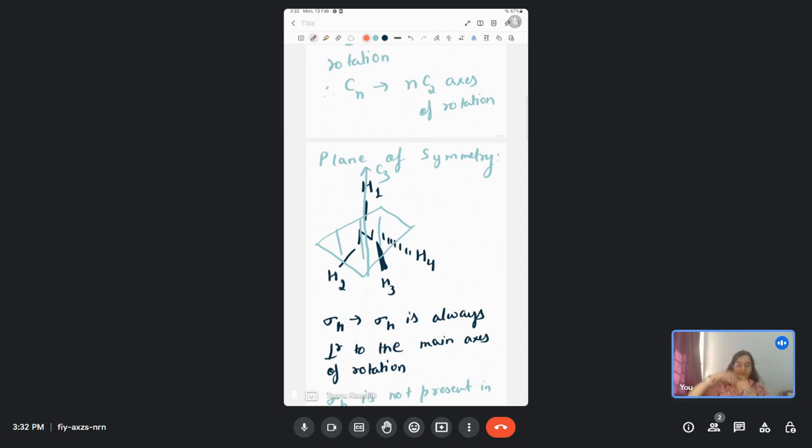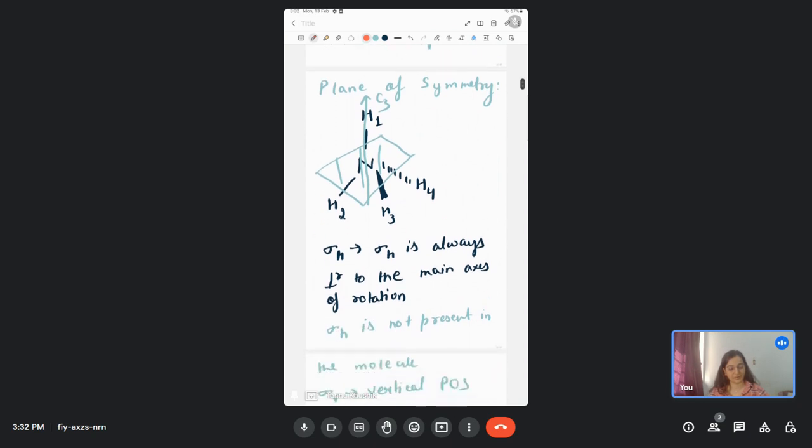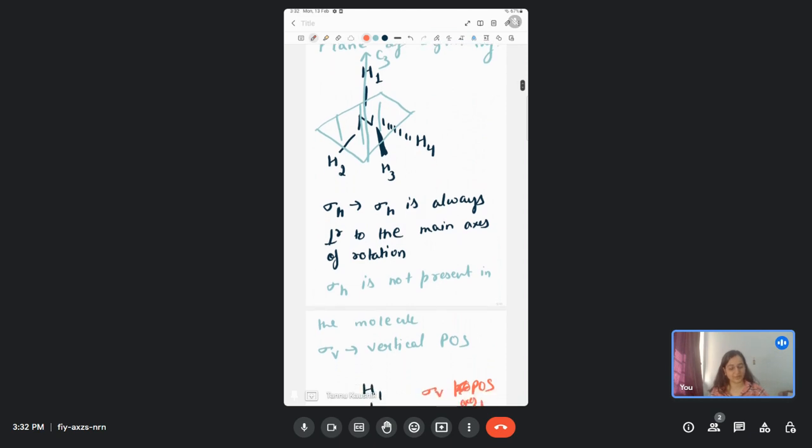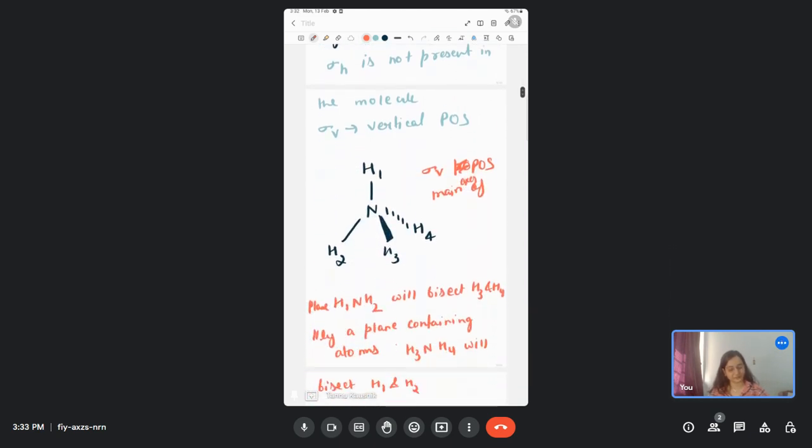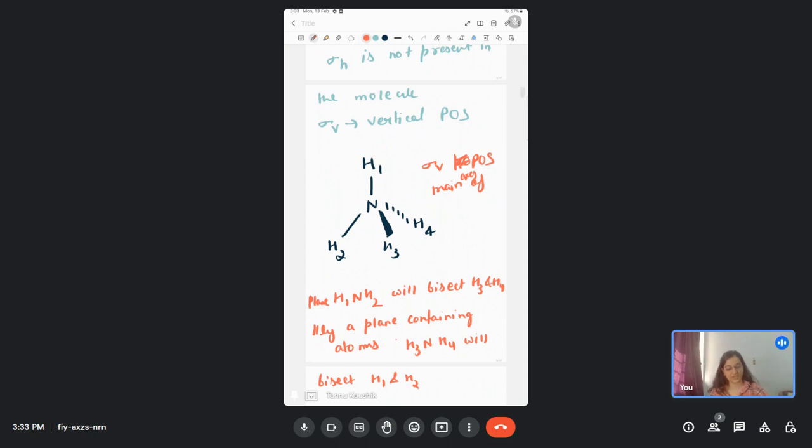Now the planes of symmetry. We will not have a horizontal plane in this molecule, because this is the nitrogen atom and these are the protons, and of these three protons, one is coming towards you, one is behind my hand, and two protons are in plane. So there is no plane perpendicular to the C3 axis of rotation which gives an equivalent configuration. So sigma h is not present, but we do have vertical planes of symmetry present.